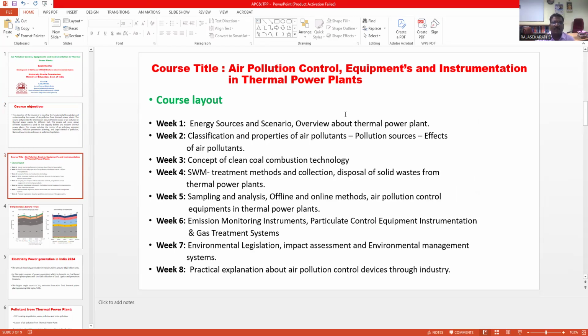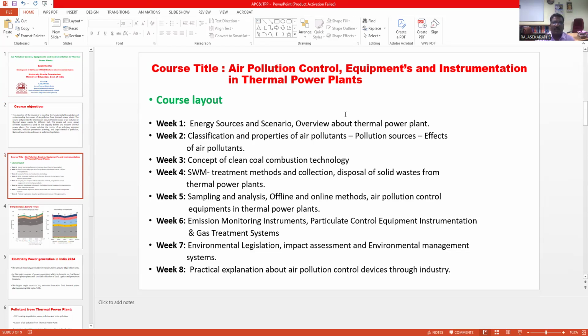Course layout. The overview about air pollution control, equipment, and instrumentation in thermal power plant. I am planning to deliver the lecture series for 8 weeks. In week 1, energy sources and scenario, overview about thermal power plant. So what are the energy resources available in India which are used for power generation in thermal power plants? And what are the other energy resources available? And what are the important critical components which are used in a thermal power plant?